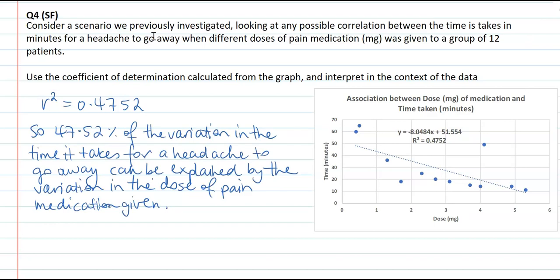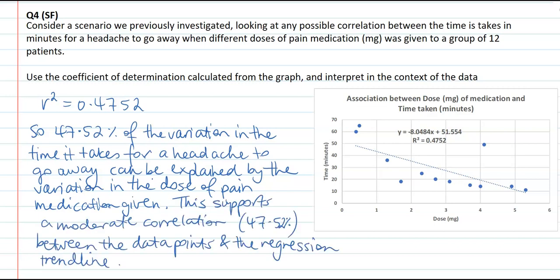Secondly, this then supports my assessment of a moderate correlation of 47.52% of the data points fitting the regression trend line. This then supports the moderate correlation I see between the data points and the regression line, with only a 47.52% correlation. You would add that to your conclusion. So in other words, the overall interpretation, the higher the pain medication dose given, the shorter the time it takes for the headache to go away.